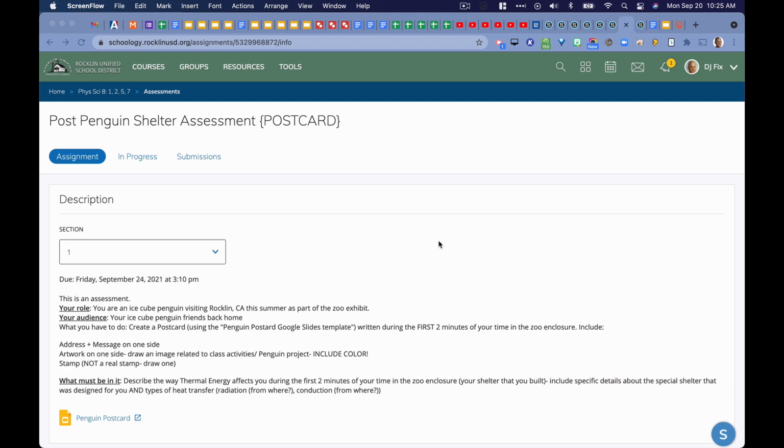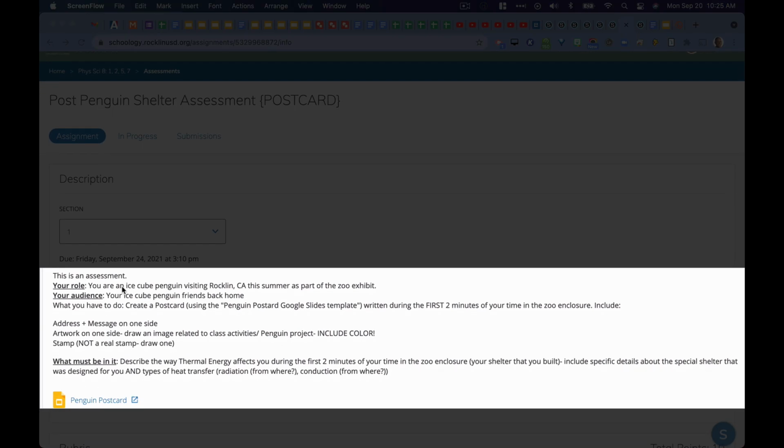All right, these are the video directions for clarification of the post-penguin shelter assessment for the postcard version. This is due Friday, September 24th. This is an assessment. Your role: you are an ice cube penguin visiting Rockland, California this summer as part of the zoo exhibit. Your audience is your ice cube penguin friends back home.